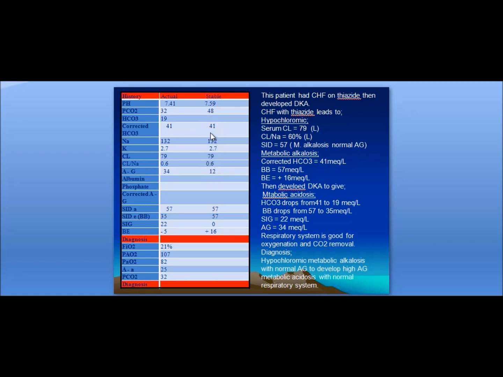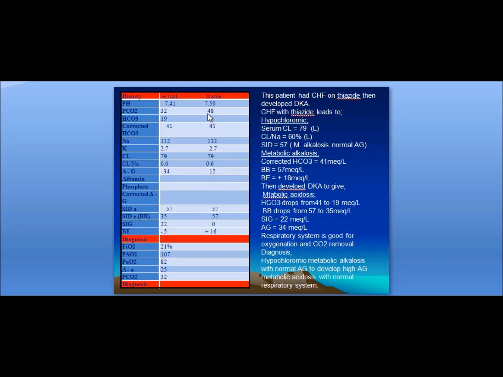And this bicarbonate will result in carbon dioxide, if you calculate it from the formula, 48, and the effect of carbon dioxide and bicarbonate will produce this pH. So this is a pretty good state of this patient. When you come to the buffer base, for sure 41 plus 16 will give you the buffer base 57. Strong ion gap, no fixed acid is added in this state, and the base excess is 16. So this is the state of the patient with congestive heart failure, on thiazide, and hypokalemia.